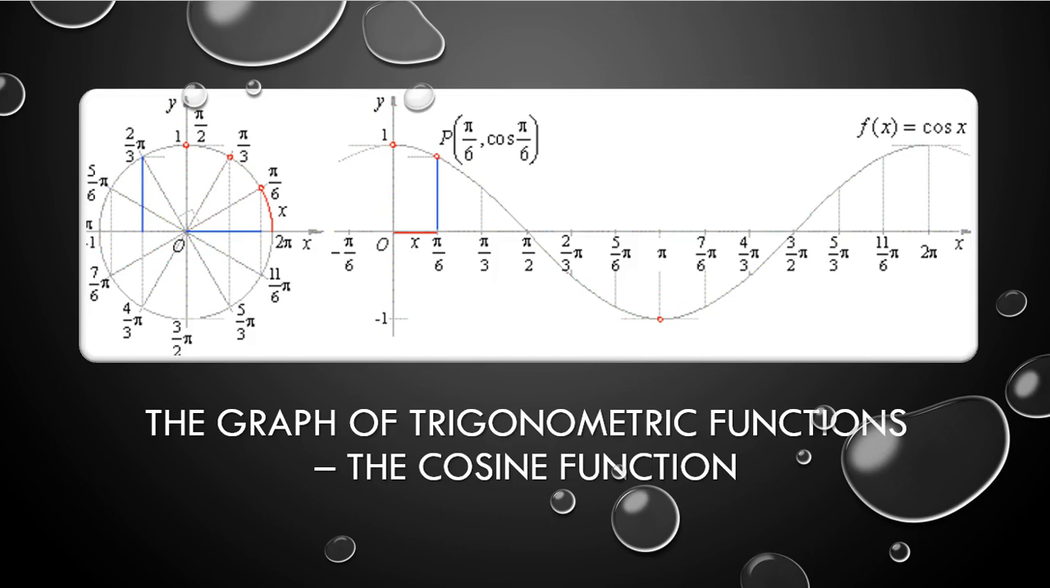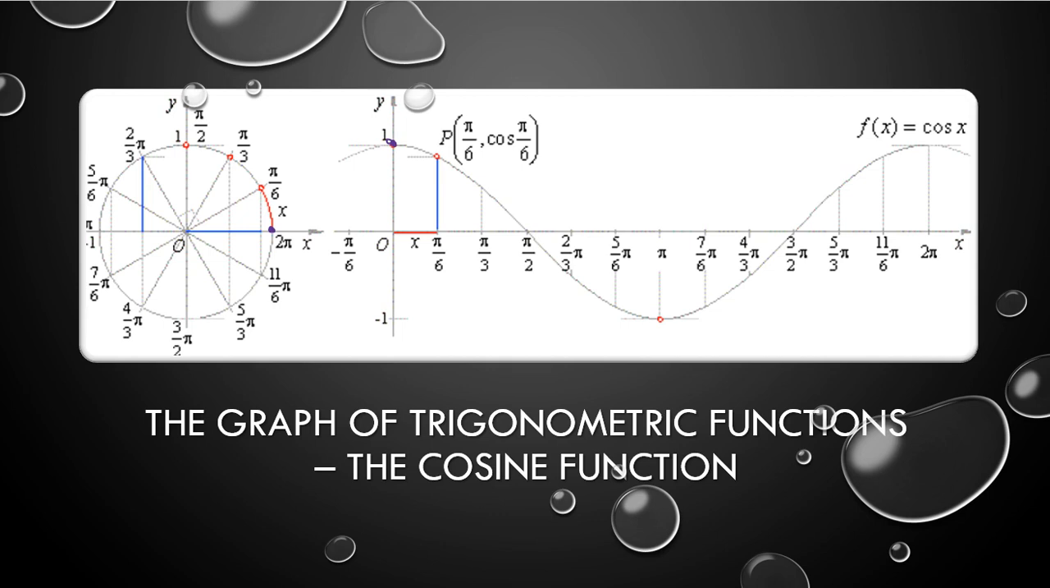I will discuss the graph of the cosine function. As you can see in the figure, you can see the unit circle there and also the Cartesian graph of the cosine function. In the unit circle, when the angle is 0, then our x coordinate is 1. The value of cosine 0 is 1. So we have the maximum point directly there.